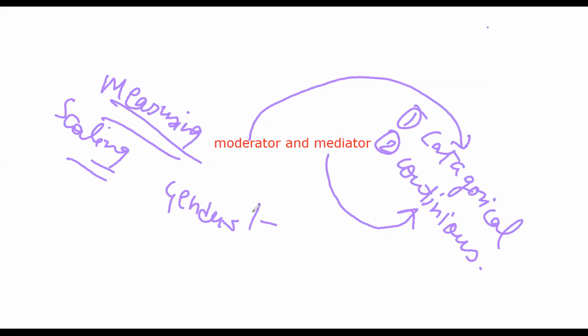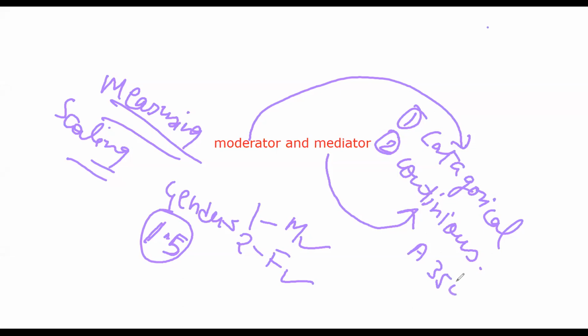So let's say gender: 1 is representing male and 2 is representing female. In this case, you can say that this is categorical. There is no concept of 1.5. If I ask you what is 1.5, there is no answer. Continuous, let's say age. 35 years is okay, 36 years is okay, 35.5 years is also okay, meaning 35.5 makes some sense. But if 1 is male and 2 is female, what is 1.5? It doesn't make any sense.